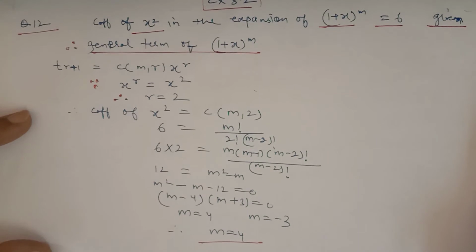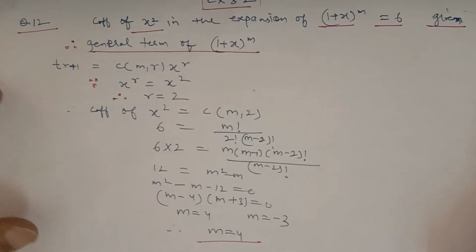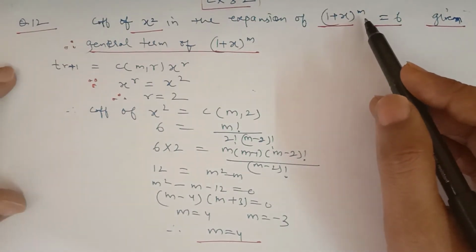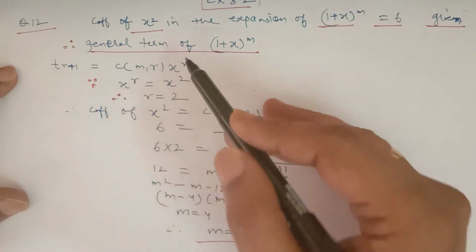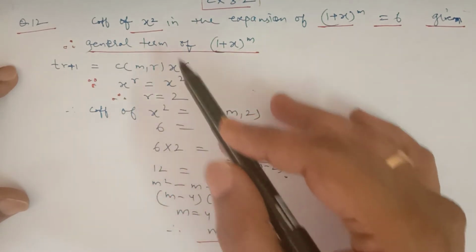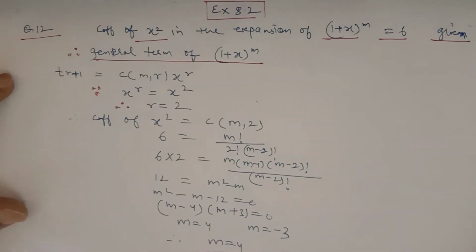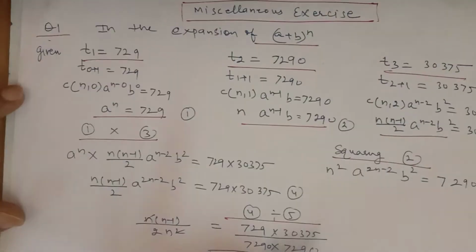So this is question number 12, because here the coefficient of x to the power 2 is given as equal to 6, and you have to find the value of m. To find the coefficient of any term, we always have to find the general term and put x to the power r equal to x to the power 2, because we need the coefficient of x to the power 2. So like this you can find unknown values.